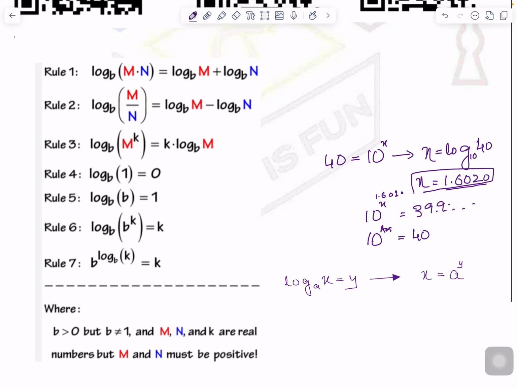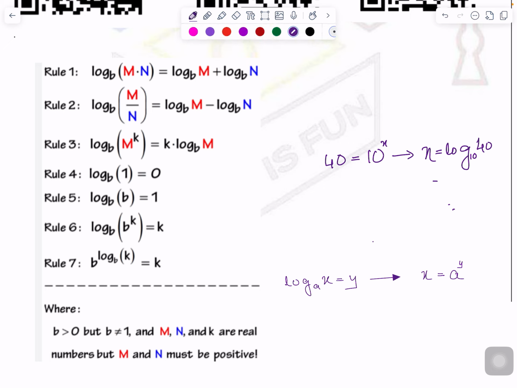So what did we learn from here? How to change log form into index form or index form into log form. You can see here the example I have taken. Similarly, if this is your log form and you want to change it into index form, it will become x is equal to a power y. You have to understand this because it will be applied multiple times.